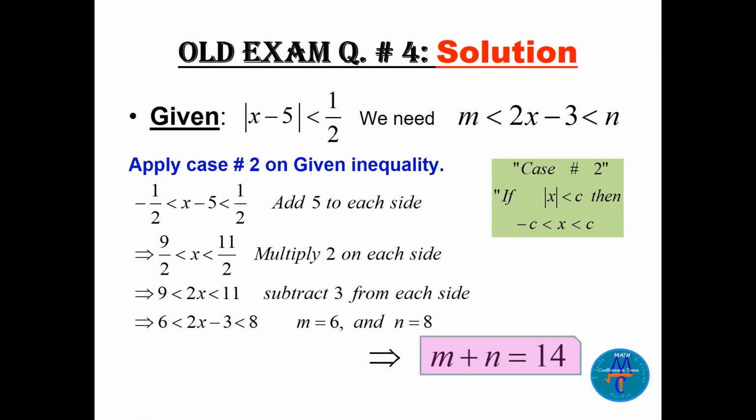Now, we need 2x minus 3. This is what we need. We know this is the solution. So let's multiply again by 2 because we need to reach there. That's the aim here. So multiply by 2 and then subtract 3. So 2x minus 3, this is what we need here. From the solution, we get 6 and 8. That's m and n. So when you add m plus n will be 14.